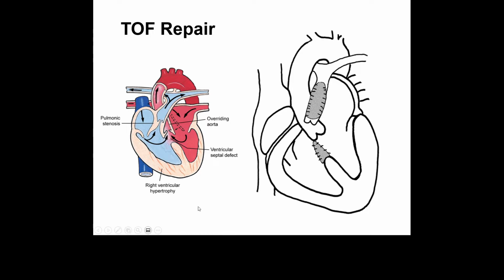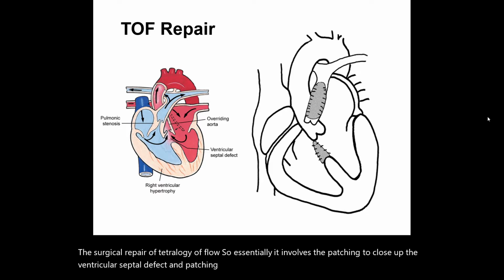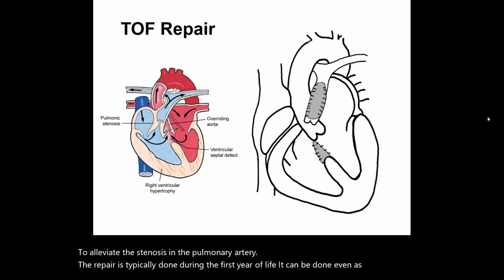Now let's take a look at the surgical repair of tetralogy of Fallot. So essentially, it involves the patching to close up the ventricular septal defect and patching the pulmonary artery to make it wider and relieve the stenosis. Individuals can have a stent implanted to alleviate the stenosis in the pulmonary artery. The repair is typically done during the first year of life. It can be done even as a neonate if severely cyanotic.